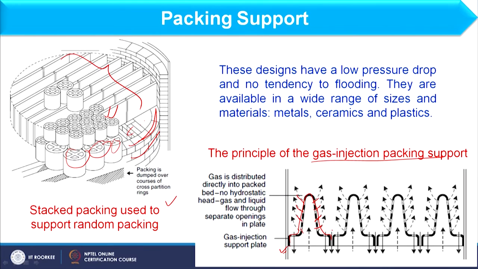And in between this we can have the movement of liquid also. So liquid can pass through this, but it will not interfere with the flow of gas. So gas is distributed directly into the packed bed, no hydrostatic head. Gas and liquid flow through separate openings in the plate, as I have already discussed. These are basically for liquid, and here we have this gas movement. Liquid can also fall from this, okay, but it will not hinder the movement of gas through this packing support, right? So in this way gas injection packing support works.